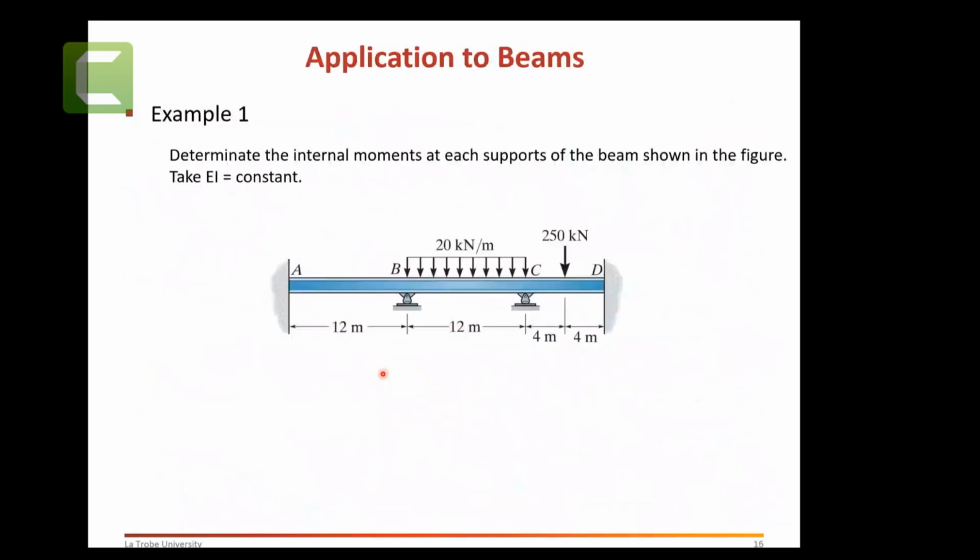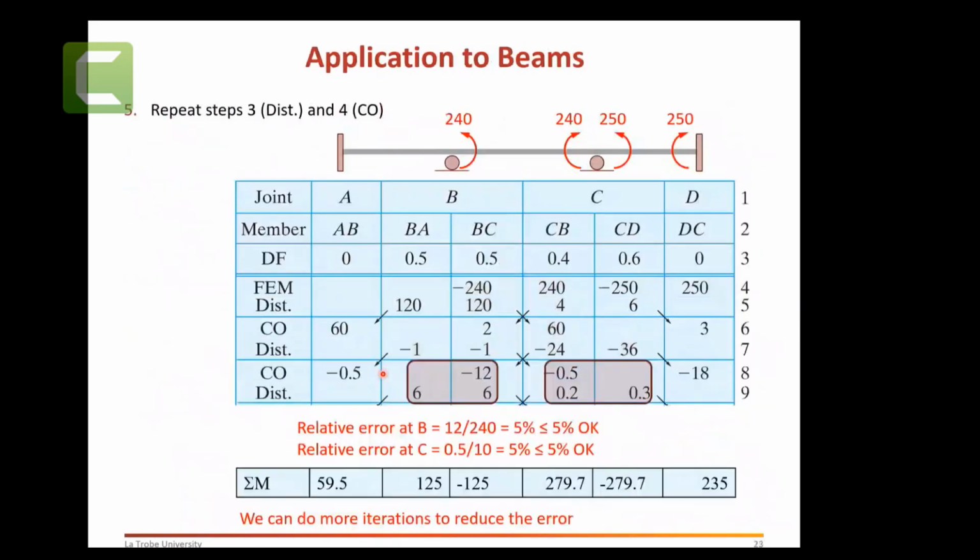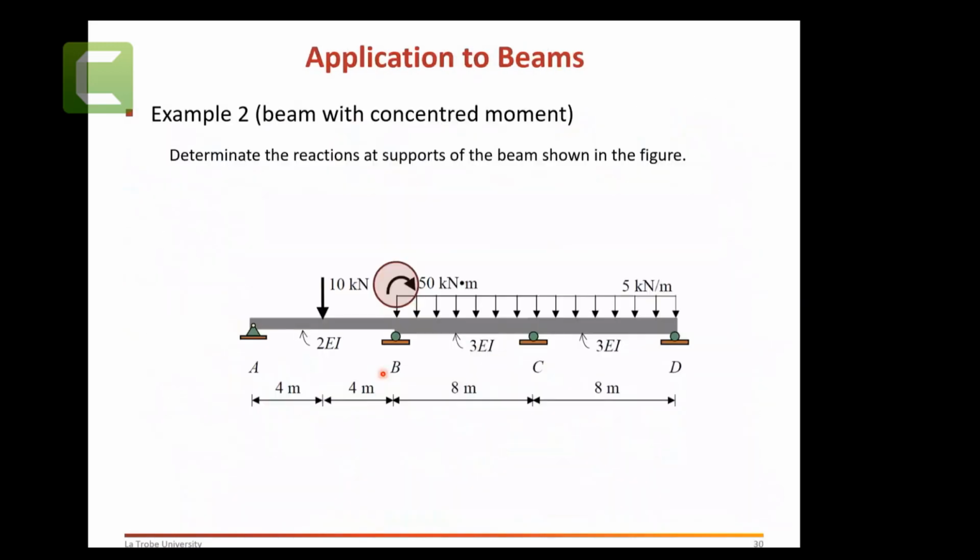I think we've done all of this. We've done these examples. All right, so beginning with concentric moment, I think I will brief you about these ones. There is not much difference on these ones. Keep in mind there are 2 EI, 3 EI, and 3 EI, and there is a concentric moment.